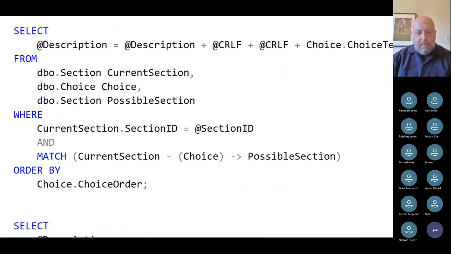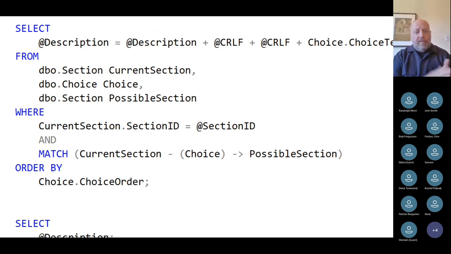And look at that match. That's the key. You'll notice there's no on clause in our from. We have to join things up with our match. And if you squint a little bit, you can see that it's almost graphical. It's in the shape of an arrow. We go from our current section, dash, through our choice, dash, to our possible section. And then I'll just put them in the order of the choice order.